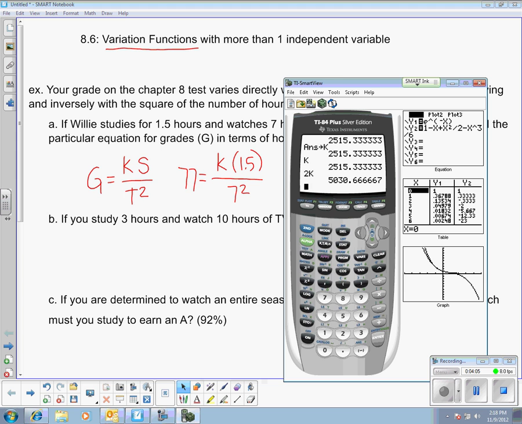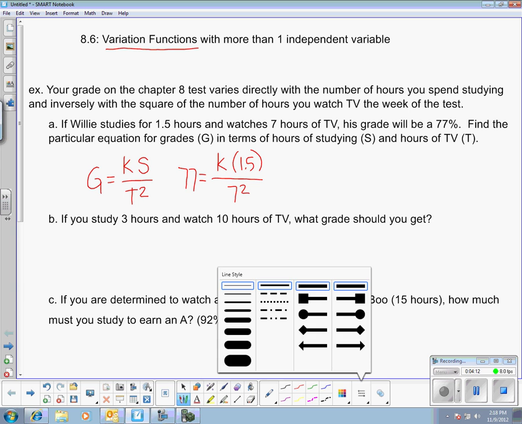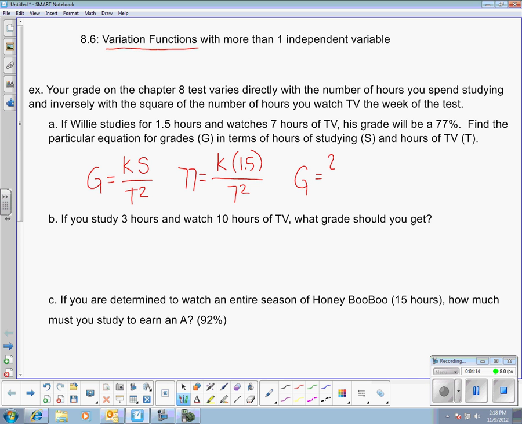So it's 2515 1/3. So my particular equation is G equals 2515 1/3 times study hours divided by TV hours squared. And now this is the equation that I'm going to use. And you know the drill at this point. You use this equation to answer the following questions.